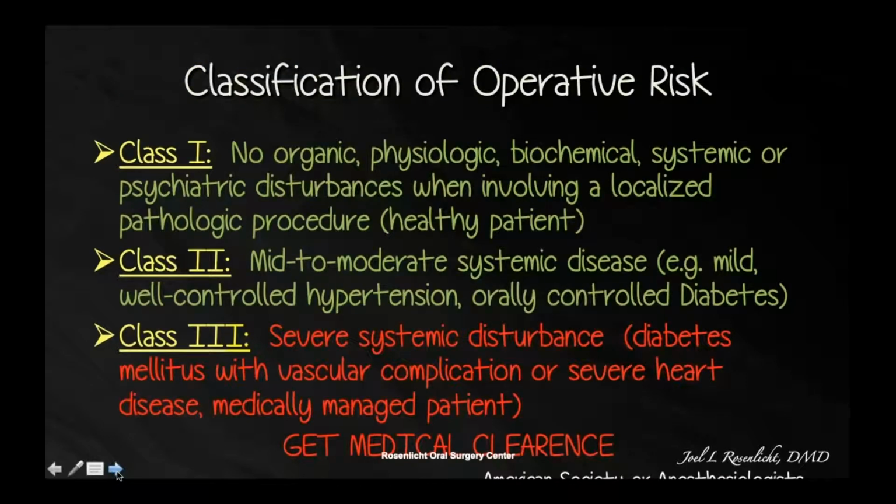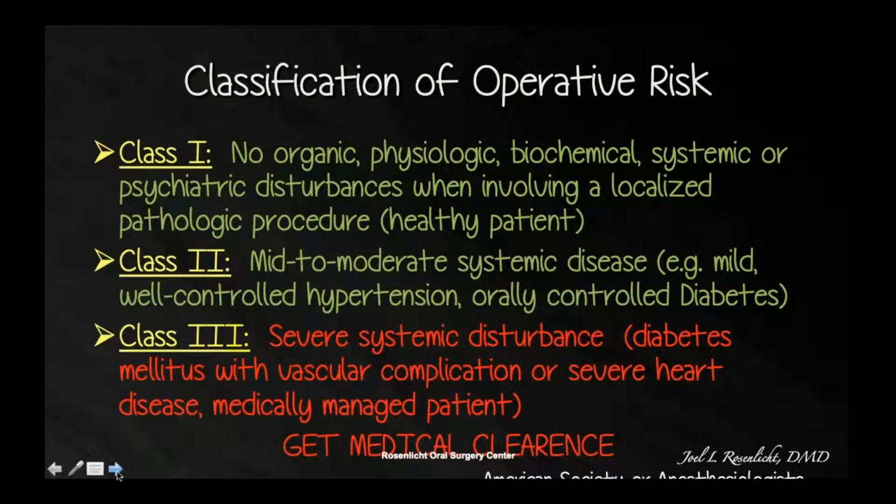The American Anesthesia Society has a classification of operative risks. I thought this is important to review also, because we should be kind of living within the first three classes of this classification. Class one, there's no organic, physiologic, biochemical, systemic, or psychiatric disturbances that would involve any procedure. It's a healthy patient. So those are the patients that we can treat, really just recognizing they're normal patients, and whatever might be their issue is their issue.